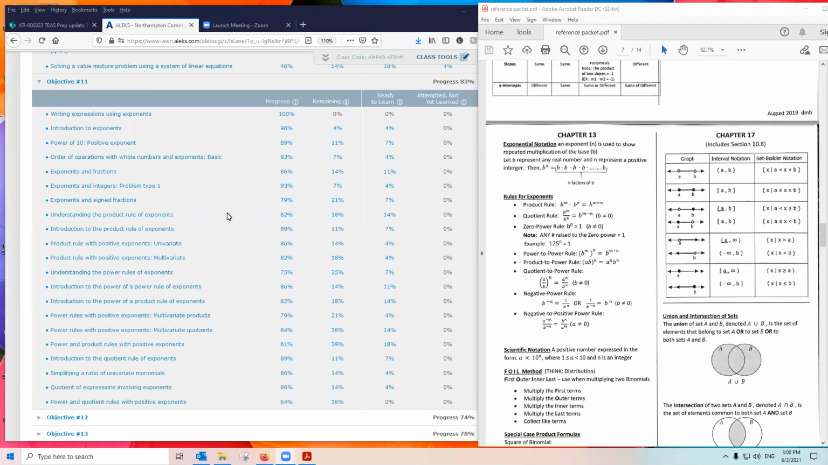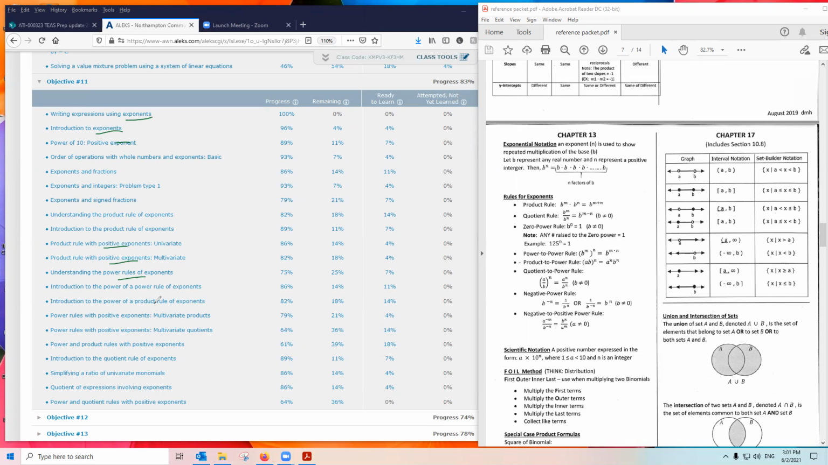I'm recording the video for Objective 11 here in MATH022. And Objective 11, you can see, has quite a few topics. The main focus here is working with exponents. So you can see you're going to be working with all of these rules for simplifying expressions that have exponents.